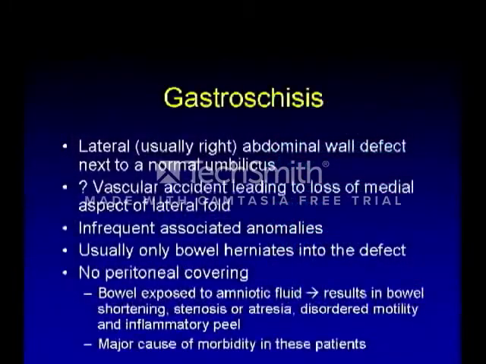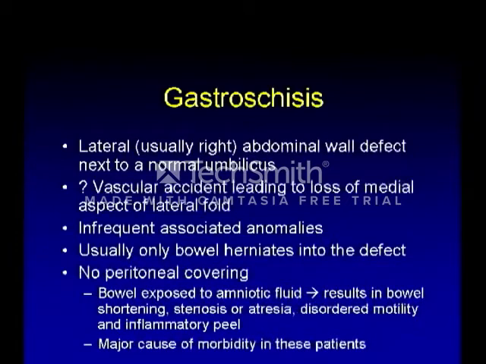Next, I'm going to talk about abdominal wall defects. It's unusual to see a midgut volvulus in those groups. Gastroschisis is a lateral fold defect, usually on the right, next to a normal umbilicus. It's probably a vascular accident. You see infrequent associated abnormalities. Only bowel herniates into the defect, and it is not covered by peritoneum.